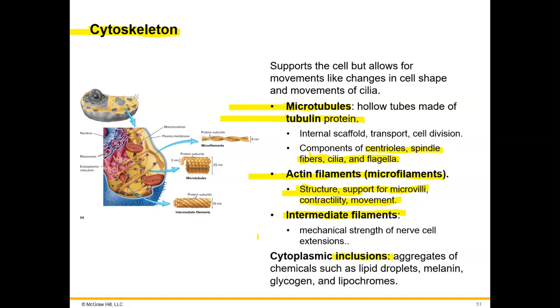melanin, which is a pigment, the brown pigment in our skin, glycogen, which is a polysaccharide: the liver takes up glucose and stores it in liver cells as glycogen. And then lipochromes, which are a lipid attached to another molecule, because that's the only way it can be transported in the body fluid.